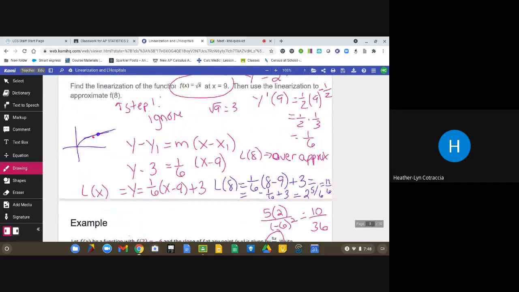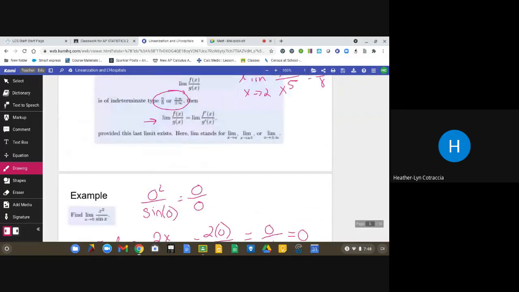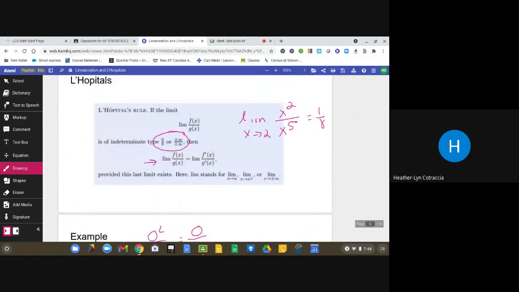Okay, so those are your two rules. You've got linearization: write the equation of the tangent line, and then plug in an approximation. And you've got L'Hopital's. Now time to practice.